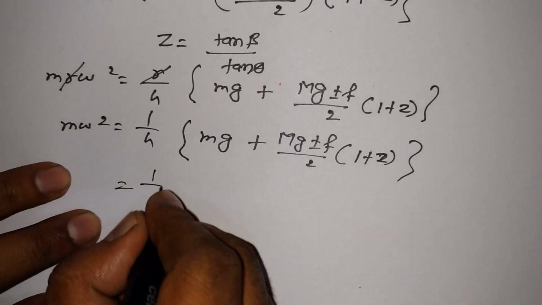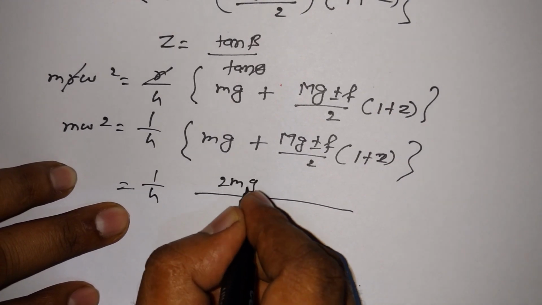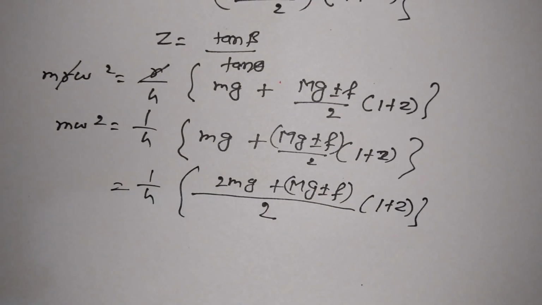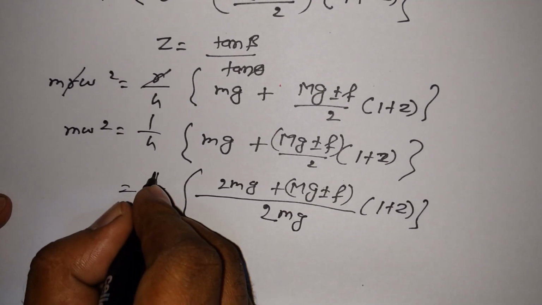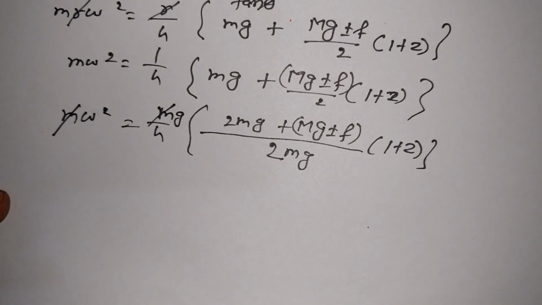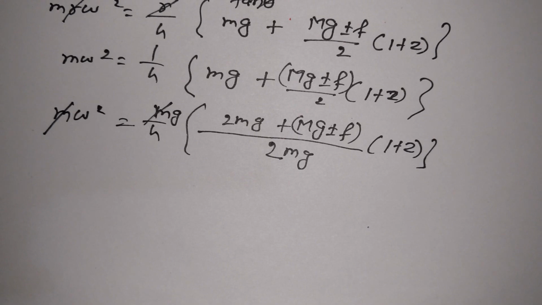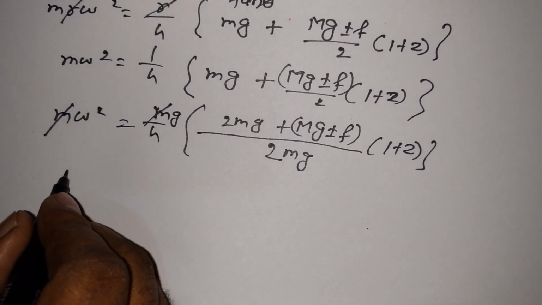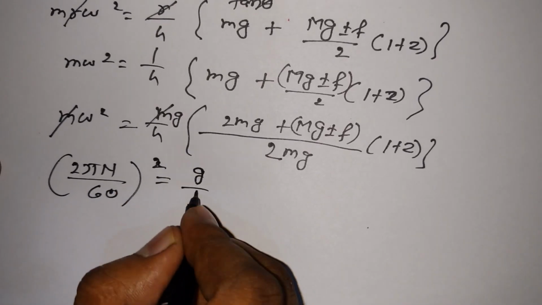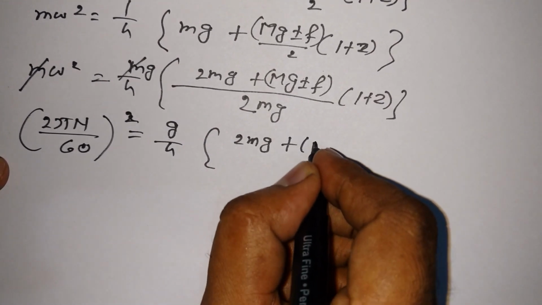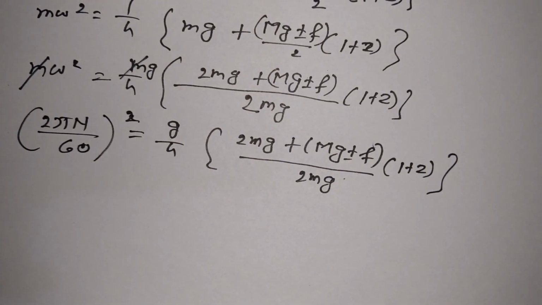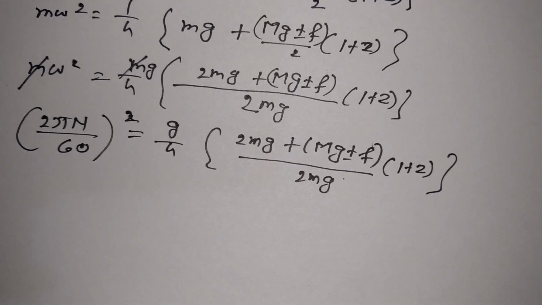Now, this is important: I'm going to take 2 common here, so we get 2mg plus mg, with a bracket, plus minus f, 1 plus z. Now if I put mg here, then I have to put mg again, m omega square. Now m cancels out. Omega is the angular velocity, so we can put omega as 2 pi n by 60, and because the square is here, put the square too, equal to g upon h, 2mg plus minus f by 2mg, and here we are missing 1 plus z. And g is the acceleration due to gravity, don't miss this.